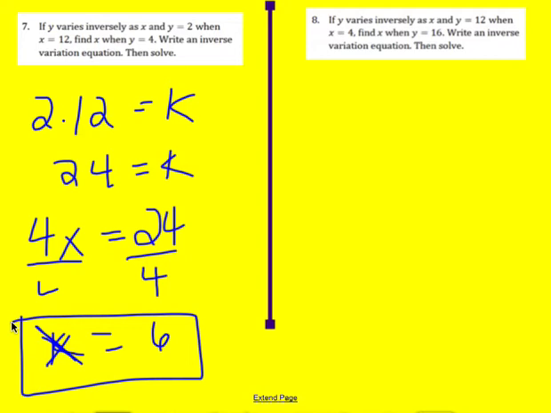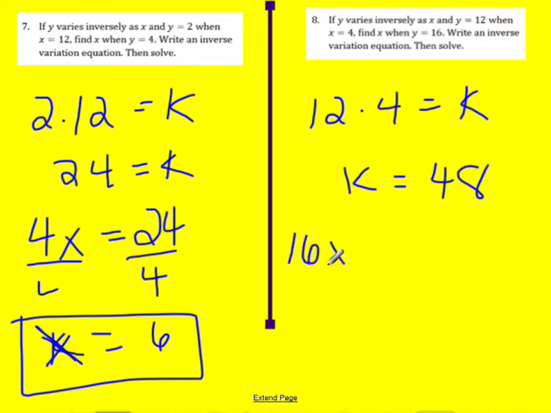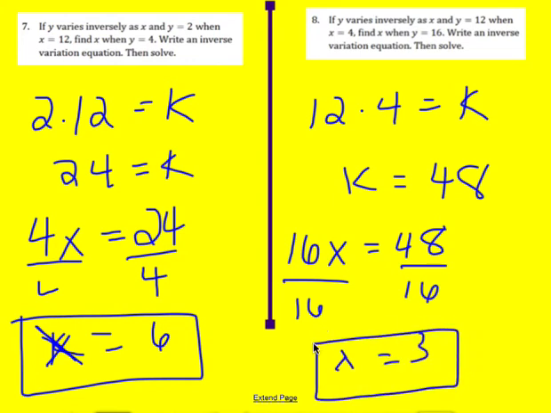If y varies inversely as x and y equals 12 when x equals 4, again, multiply 12 times 4 and set it equal to k. 12 times 4 is 48. So my k is equal to 48. Then I'm going to find x when y is equal to 16. So I'm going to take 16 times my x and set that equal to 48. Divide both sides by 16, and then I get that x is equal to 3. So x is equal to 3 is my final answer for number 8.